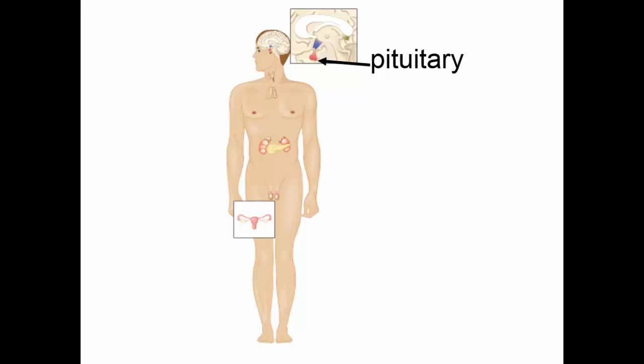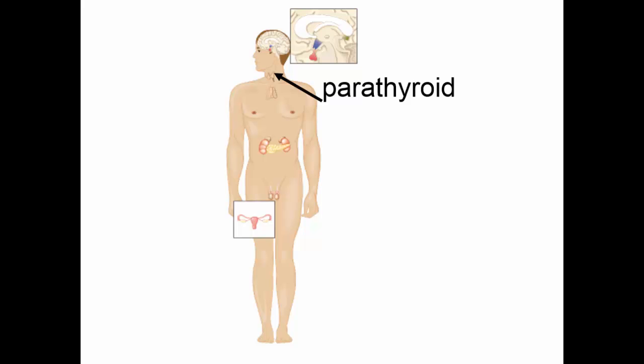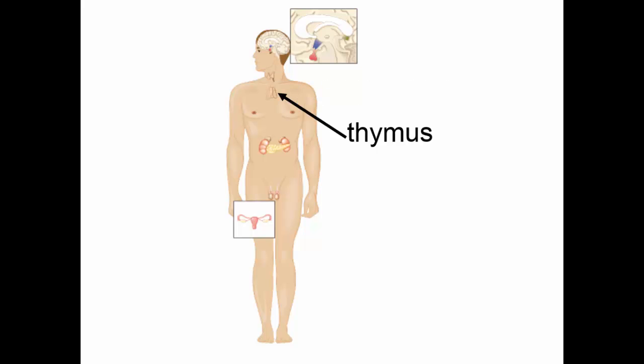The pituitary gland is located at the base of the brain, closely associated with the hypothalamus. The pineal gland is in the third ventricle. The thyroid gland is the largest gland in the adult, and it's located in the neck. Closely associated with it are the parathyroid glands. In the mediastinum is the thymus.